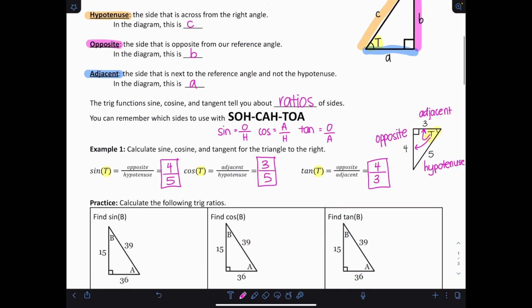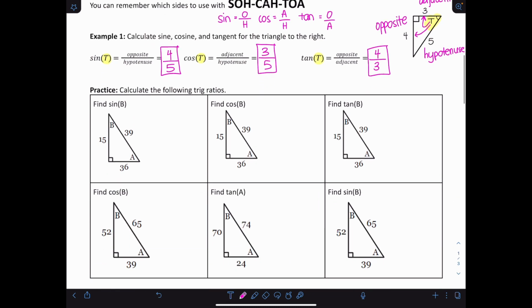Look at the practice problems in the next section and see if you can calculate the following trig ratios. While you're doing this, pay particular attention to what angle you're supposed to be focusing on. If you look at the pictures, all of them have an angle A and an angle B, but the problem tells you which one you should be using as your reference angle. You should pause the video here, in order to do the practice problems, and then you can check your answers using the answer key, or I will show them on the board in just a second.